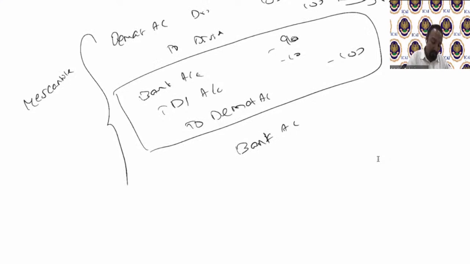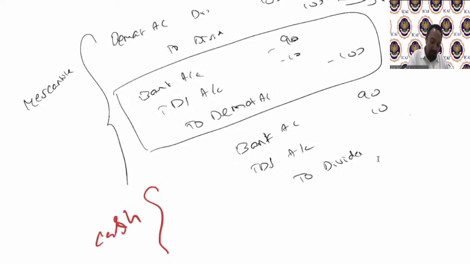In the cash system, what you do is bank account, TDS account, directly to dividend account. That is 90, 10, 100. So the cash accounting and mercantile accounting differ only in whether you are taking it into a payable or receivable and then bringing it, or directly booking under P&L. Everything else will not change.